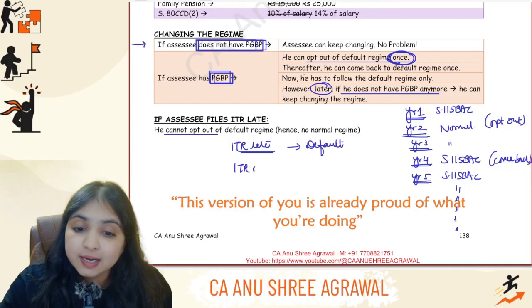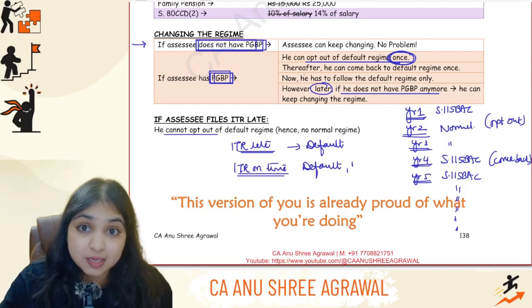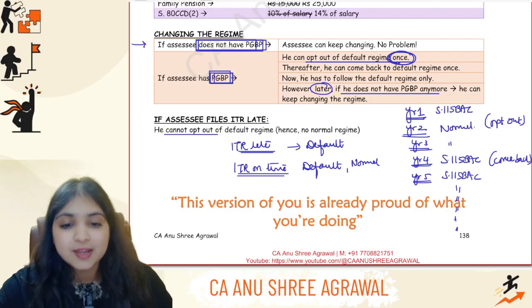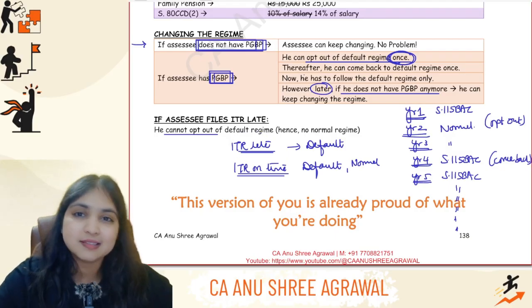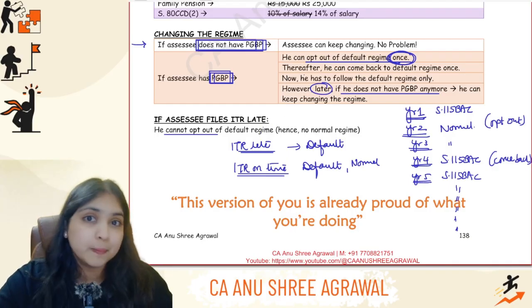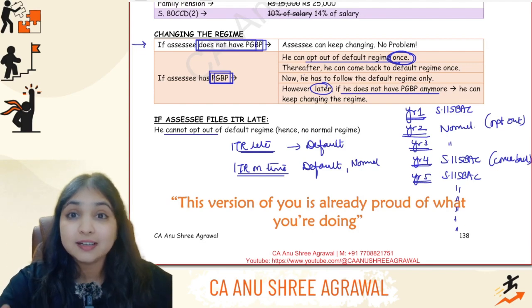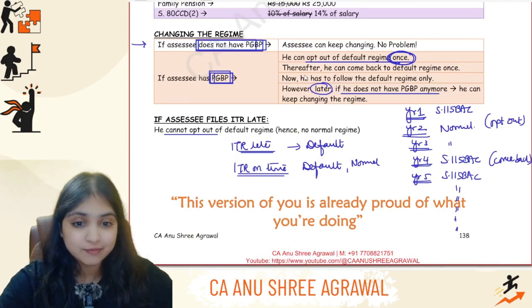If the assessee has filed ITR on time, here the assessee can choose whether he wants to do the computation as per the default regime or opt out and come to the normal regime. He will have two options. But if he has filed ITR late, then the assessee has to stay under the default regime only. The assessee cannot opt out to the normal regime. Understanding?